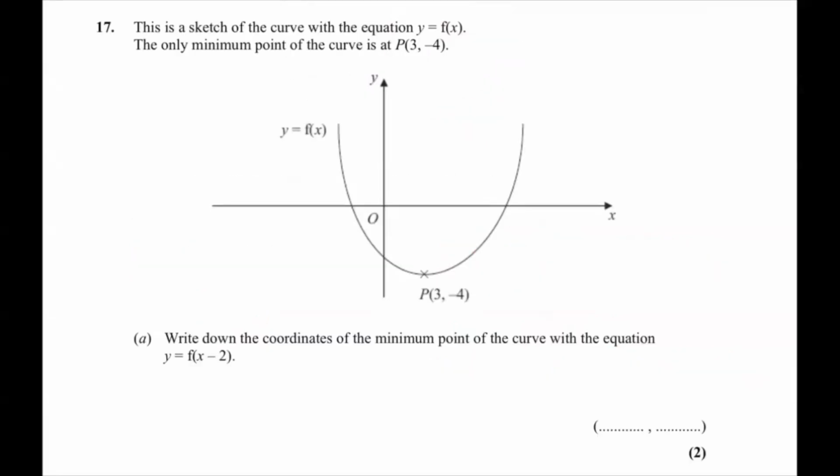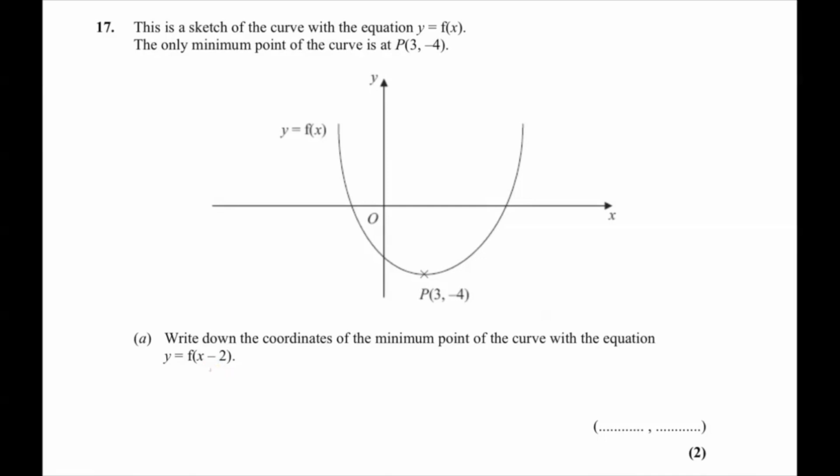Okay, we've got a sketch. It's being referred to as y equals f of x. There is a minimum point that we can see in the diagram, and we have to write down the coordinates of the minimum point of the curve with the equation, and it's our function of x with -2 in with the x. And this is how I do transformation. So this is all about the change in the graph that's been affected by that addition to the function, which in this case is a -2.